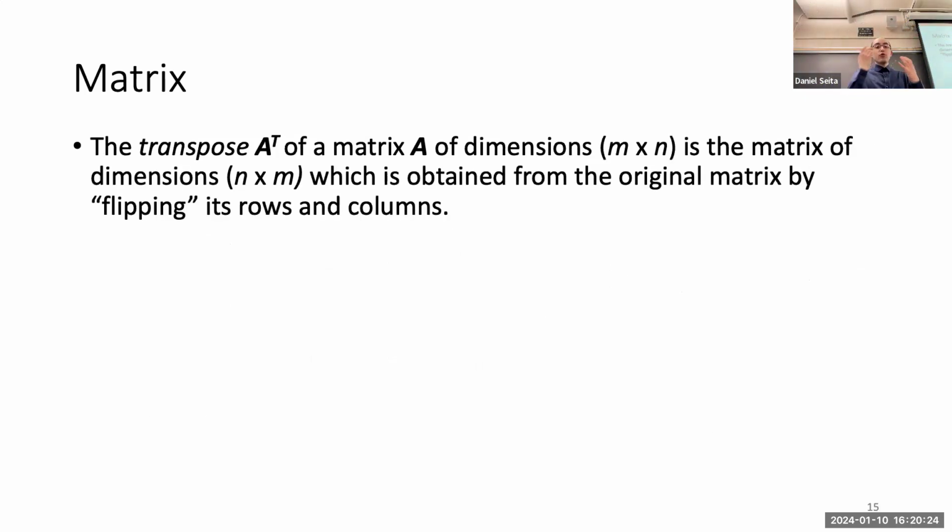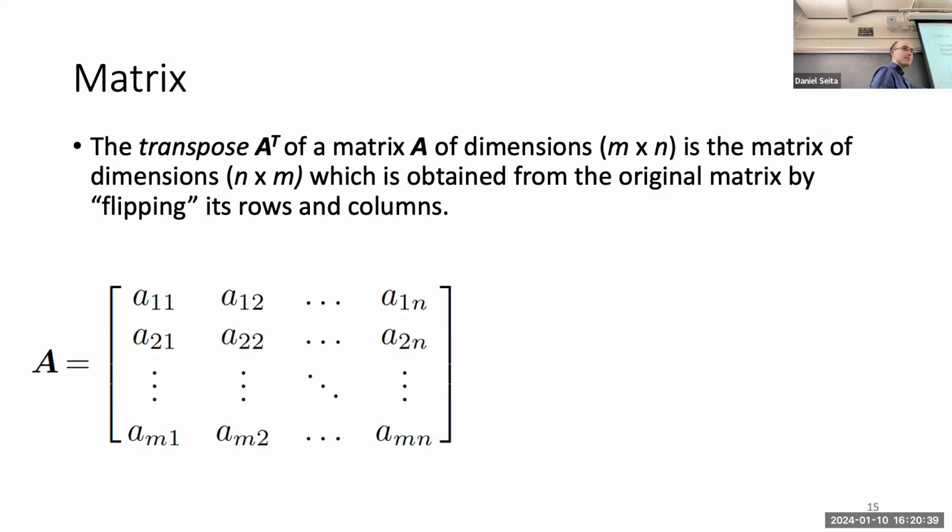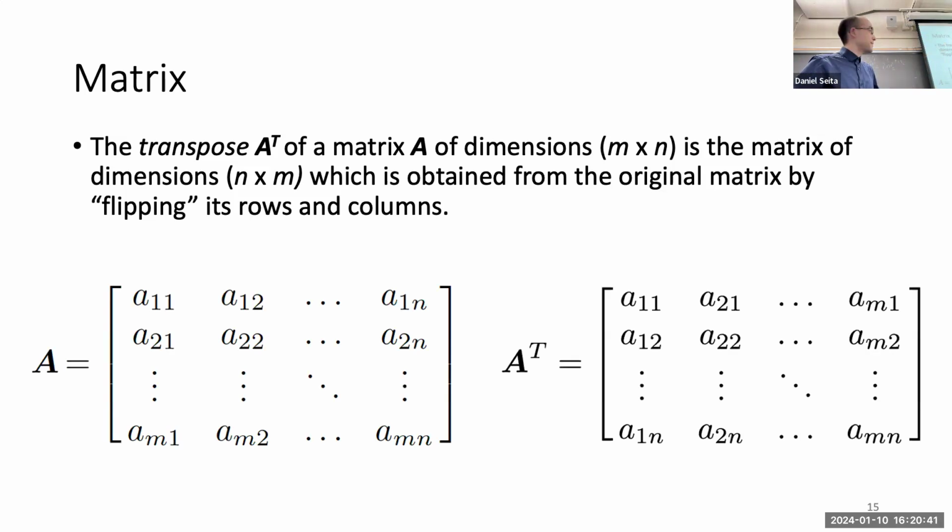All right, the transpose of a matrix that is of dimension m by n is the n by m matrix, which is obtained by flipping the rows and columns. So if we have A here, then the transpose is A^T, and basically it just means whatever is at A21 needs to go to where A12 is, and vice versa. And so that's why you see here A12 and A21 have flipped.